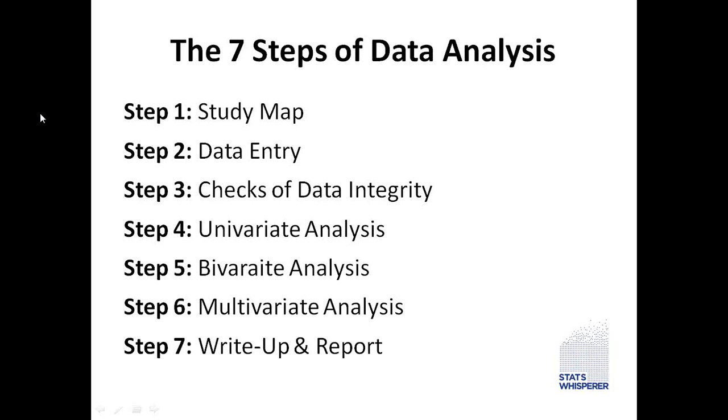And then step 4, univariate analysis, also referred to as descriptive analysis, where you present the qualities of the variables, the mean, standard deviation, the percentage in each category, all that sort of thing. Step 5, bivariate analysis, where you're looking at the one-on-one relationship between variables. Step 6, multivariate analysis, and step 7, the write-up and report. So we're going to go over these a little more in detail and then apply them to that research article.